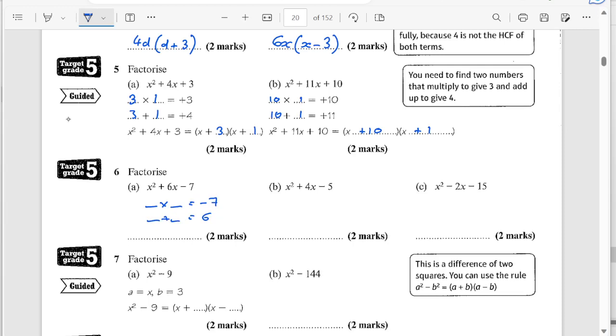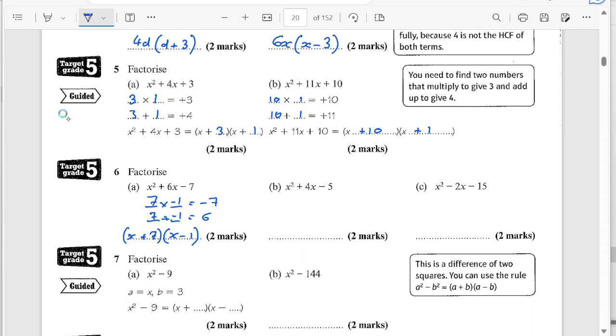So both numbers are negative. So what am I talking about? One is negative, one is positive, and the larger one is negative. Larger one is positive, so 7 and minus 1, 7 and minus 1, meaning that our factorise becomes x plus 7 and x minus 1.